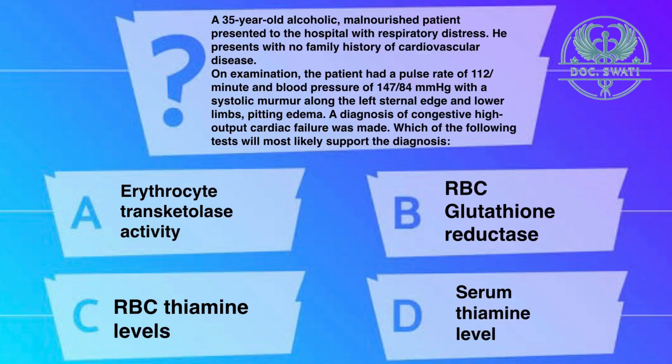Option A, erythrocyte transketolase activity. Option B, RBC glutathione reductase. Option C, RBC thymine levels. Or option D, serum thymine levels.